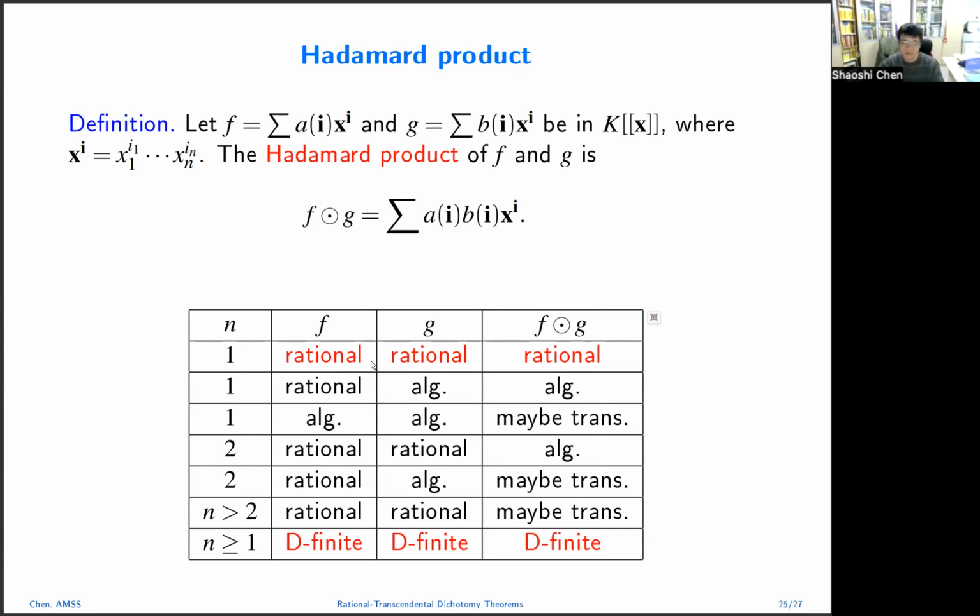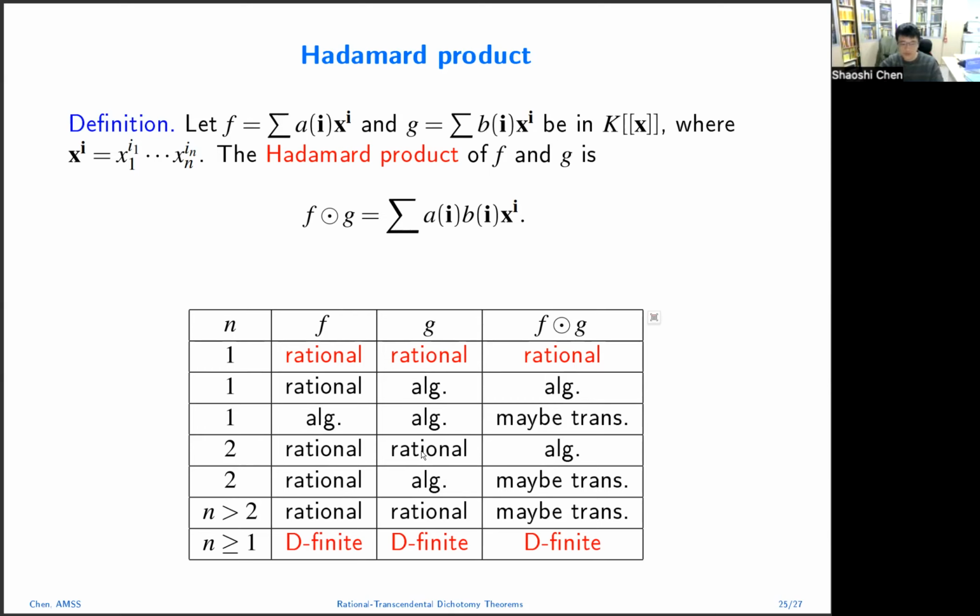One of the simple properties is: if both f and g are rational power series, then in the univariate case, where n, the number of variables, is one, the Hadamard product of two rational functions is still rational. But if you replace rational by algebraic, it in general becomes transcendental. The Hadamard product of two algebraic power series is in general no longer algebraic, maybe transcendental.